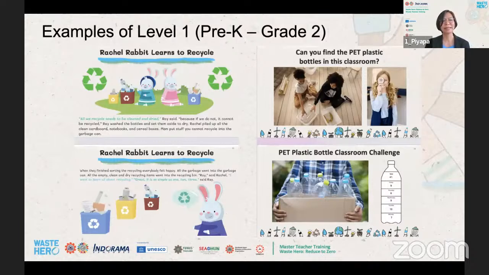May I present some examples of our level 1 lessons for young learners, where students learn the basics of recycling and how to do it correctly through an animated story of a rabbit family. You can see the design is very interesting and attractive to kindergarten students. Each lesson consists of classroom activities like the bottle challenge, where students collect as many PET bottles as they can. Next, please.